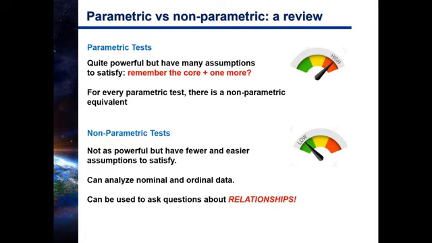And what's good about these non-parametric tests is that they can answer questions about relationships that the t-tests and the ANOVAs don't do. Okay, so t-tests and ANOVAs, it's all about the means. Chi-square test, well, one particular type of chi-square test, it's all about relationships.